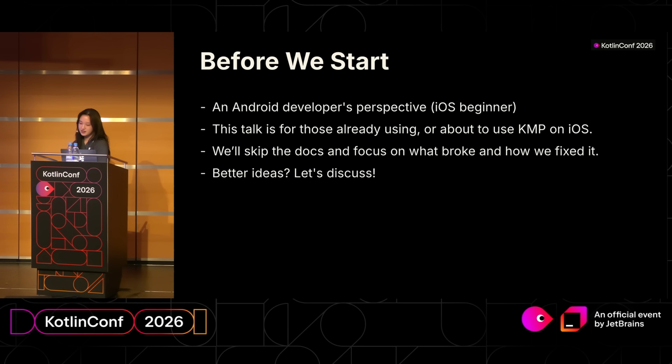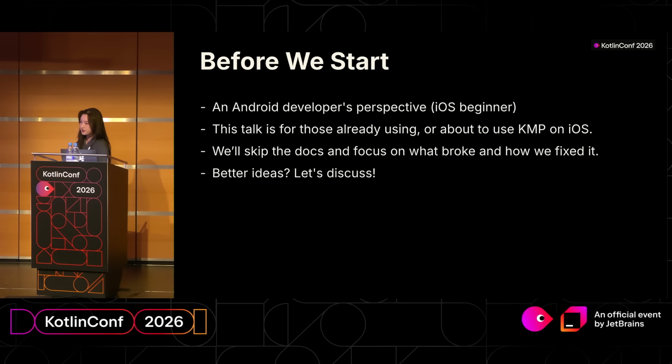Before we start, let me tell you who this talk is for. I'm an Android developer, so when I first opened an iOS project on KMP, I had no idea which parts of the docs actually mattered and which ones I could ignore. We are not here to walk through the docs. They're good, but what they don't show is what actually breaks after you ship. So that's what this is: what we built in 2 months, what we fought over a year of maintenance, and the things we wish we'd known before we got started.